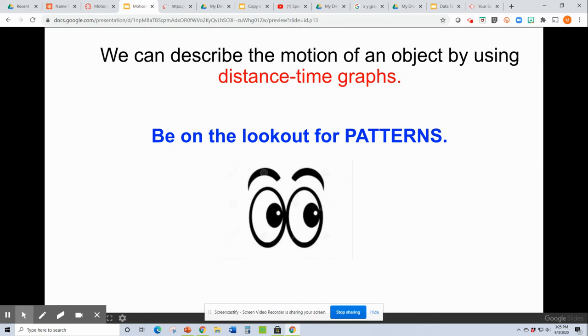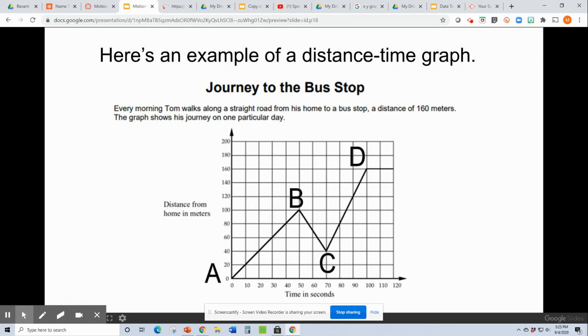Well, we also have to get into looking at some distance time graphs. And the big trick to understand these, we think, is to always look for patterns. Remember, patterns is one of our cross-cutting concepts. If we really think in terms of patterns, it can help us figure these out. So here's an example of a distance time graph that you might be given and asked to do some work with. This is Journey to the Bus Stop. Every morning, Tom walks along a straight road from his home to a bus stop, a distance of 160 meters. And the graph shows his journey on one particular day.